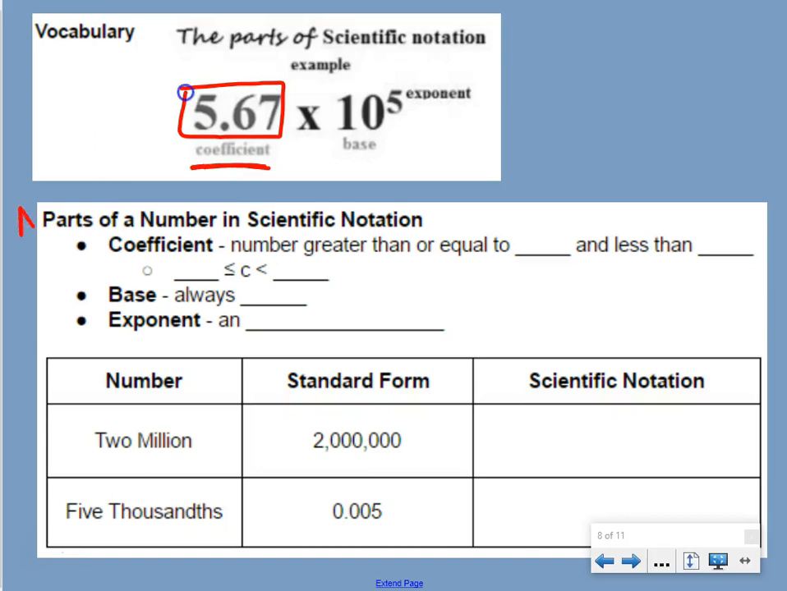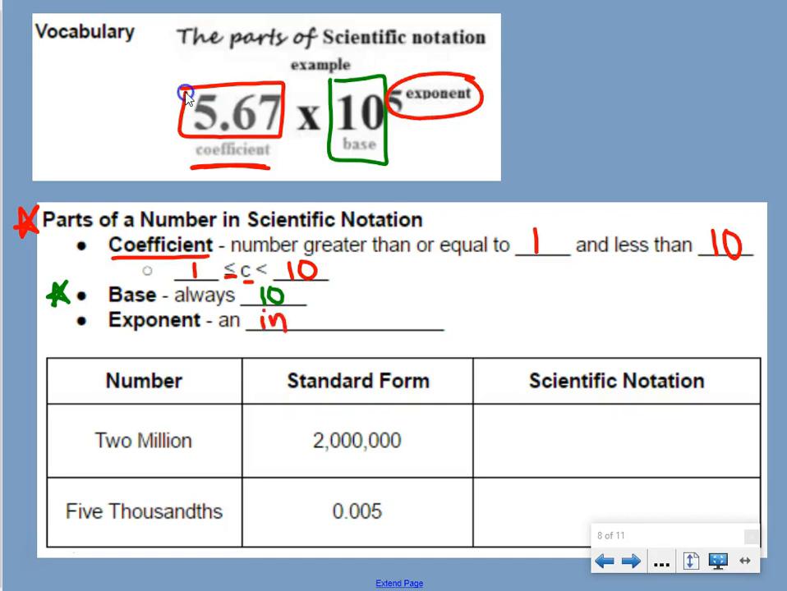So if we go down to here, parts of numbers in scientific notation, your coefficient is a number greater than or equal to 1 and less than 10. So if we write it as an inequality, our coefficient is between 1 and 10, where it can be equal to 1, but it cannot be equal to 10. Our base is 10. So we go right here to base, it's always 10. Always 10. And then our exponent right there. Exponent is an integer, which means it can be a positive or negative whole number.